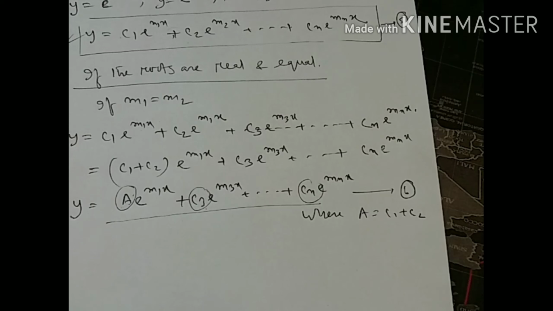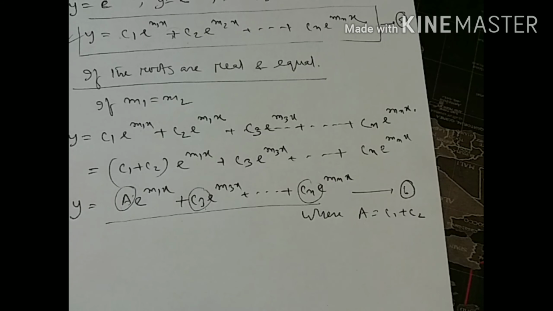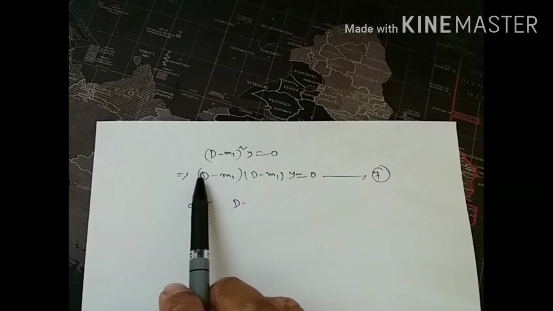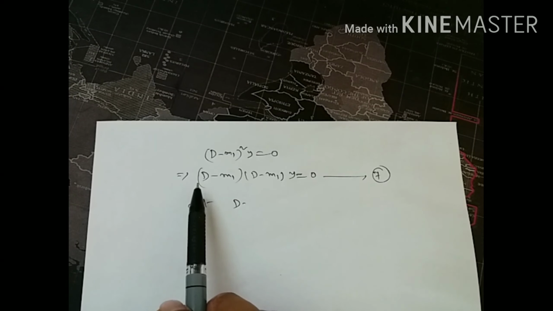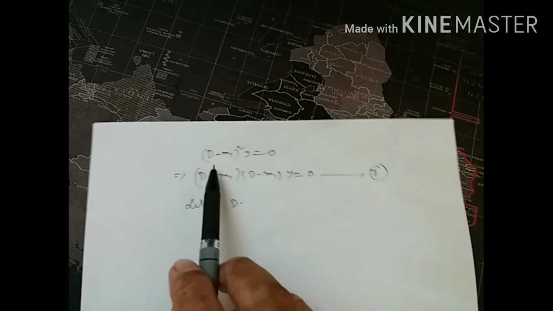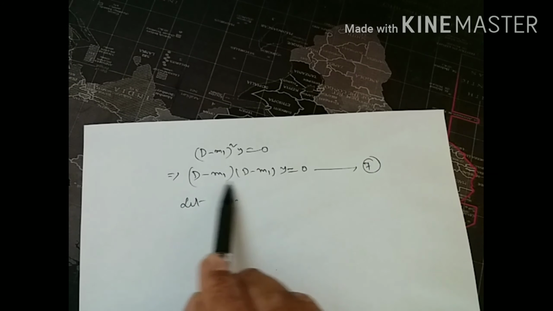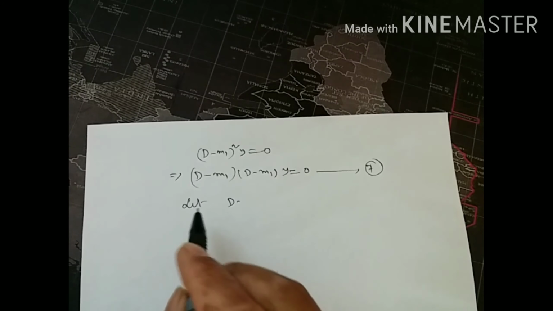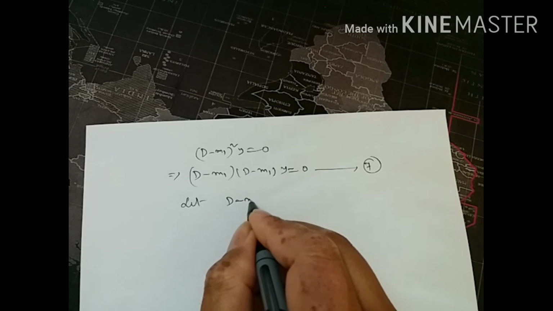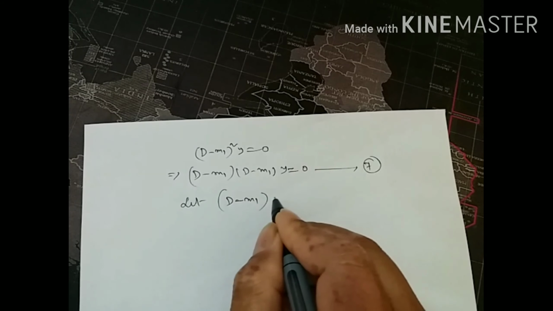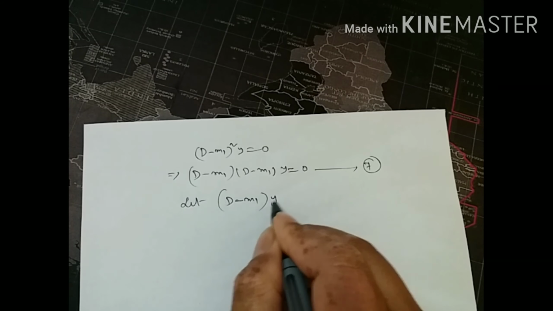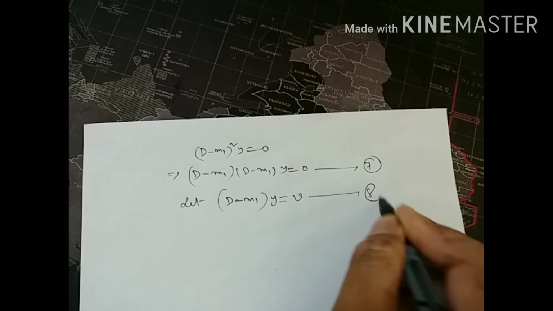So this 6 is not a solution of 2. 2 means f(D)y equals 0. So this is not the general solution of this equation. To find the general solution of 2, that is f(D)y equals 0, it is (D minus m1) whole squared y equals 0. So we are expanding it. Let (D minus m1) y equal v. Mark it 8.